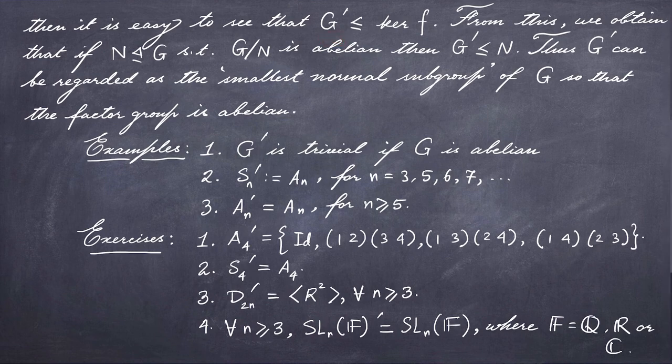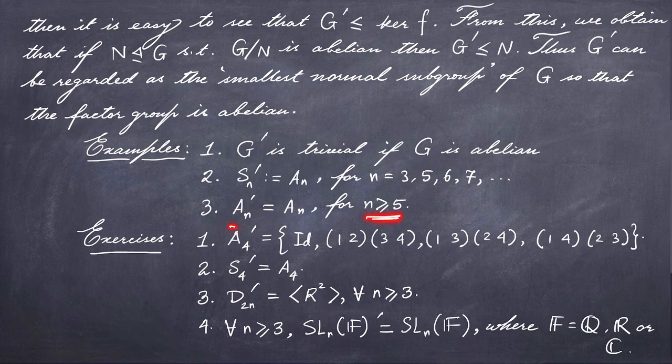Let me give you some examples of derived subgroups. If G is abelian, certainly every commutator is trivial, so G prime will be trivial. For n equal to 3, 5, 6, 7 and so on, the commutator subgroup, the derived subgroup of Sn, will be An. You see that 4 is missing here because for 4 you need to do some more work. Therefore, I have put that in the list of exercises. So having done this, we see that the commutator subgroup of Sn is always An.